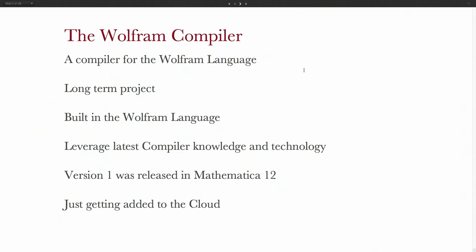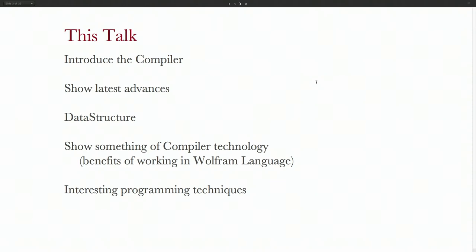So in this talk, I want to introduce the compiler. Some of you have come to talks about the compiler previously, some of you have not. Hopefully I won't bore the people that have seen this before, but I won't rush over things for the people that haven't. I want to show some of the latest advances. I want to show a new feature that we're adding to version 12.1 called data structures, that's built from the compiler. I'll show a little bit of compiler technology, benefits of working in the Wolfram language, and I'm going to show some interesting, innovative programming patterns and techniques that you can use with this technology.